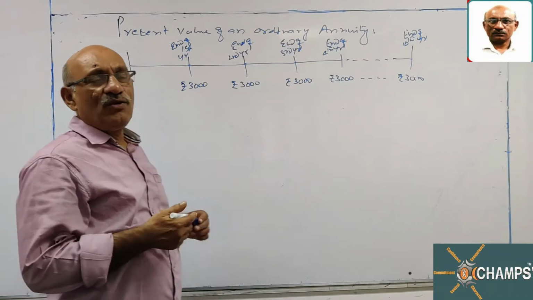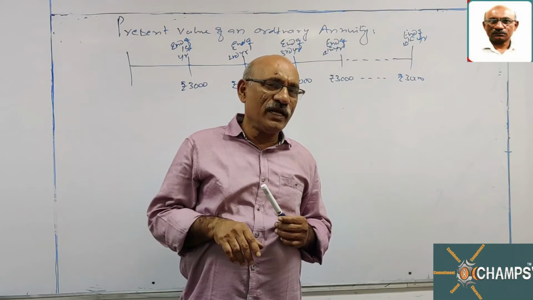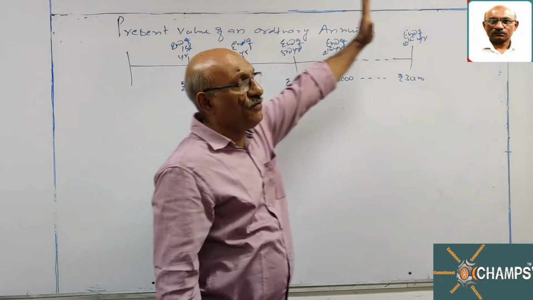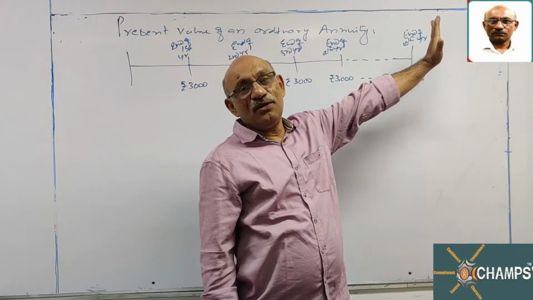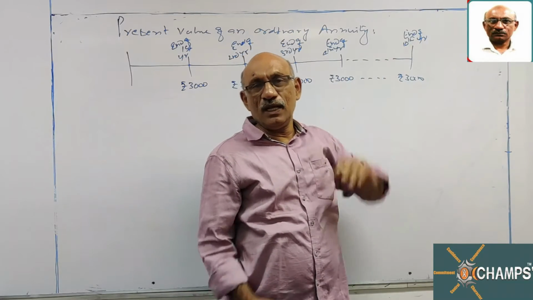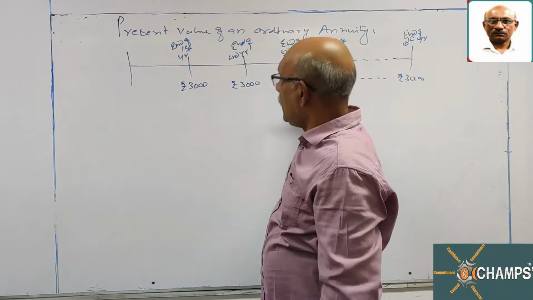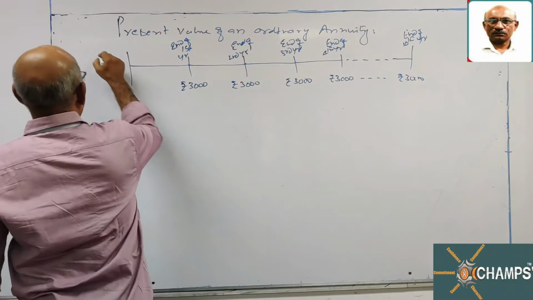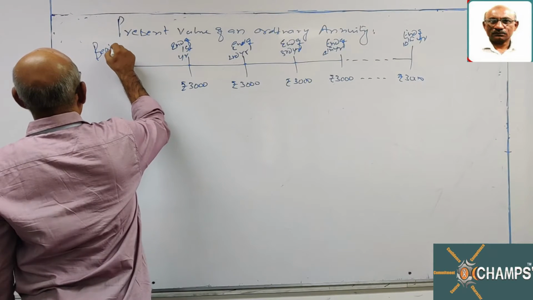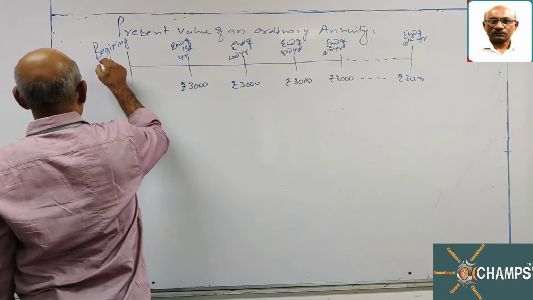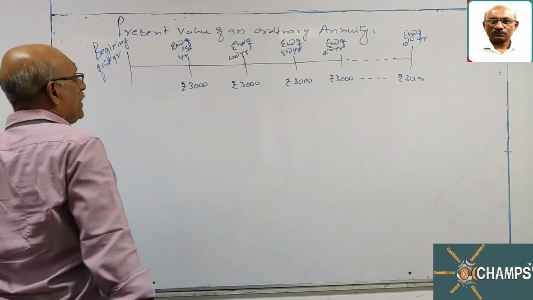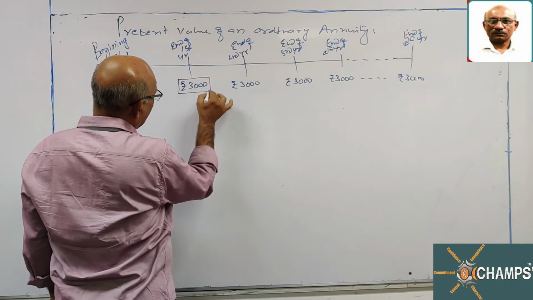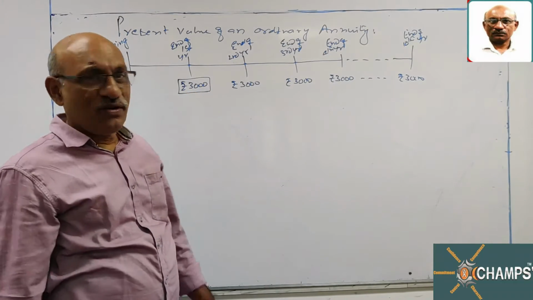Now in case of amount of an annuity, each value is compared to a future date. In case of present value, each of these values I am comparing from now. This is beginning of the year 1. Beginning of first year. Now, how am I analyzing this to calculate the present value?